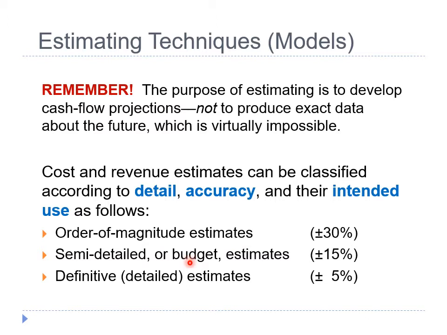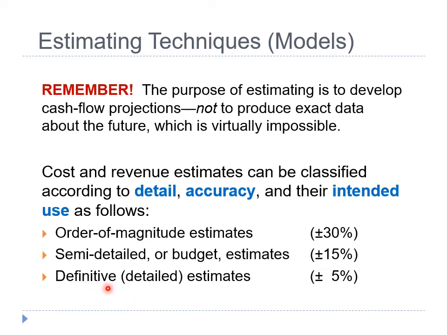Semi-detailed or budget estimates are used in the preliminary or conceptual design stage of a project. Semi-detailed estimates are compiled to support the preliminary design effort and decision-making. The accuracy usually lies in the range of ±15%. Estimating equations applied at level 3 and level 2 of the work breakdown structure are normally used.